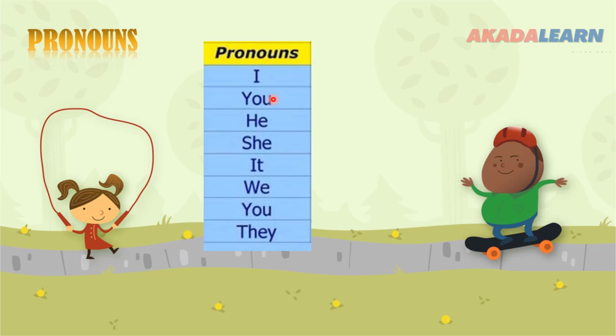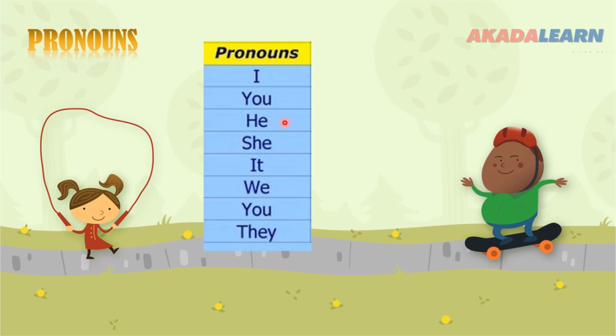All right, so you is used when you're talking to someone. Okay, notice I for myself, you for someone who you're talking to. Now this is the word he. He is a male. Alright? He is used for male. Then she is used for females. That's girls and women. He, men and boys.